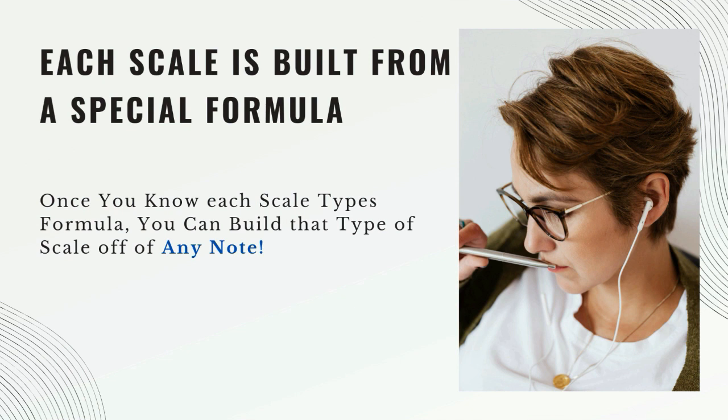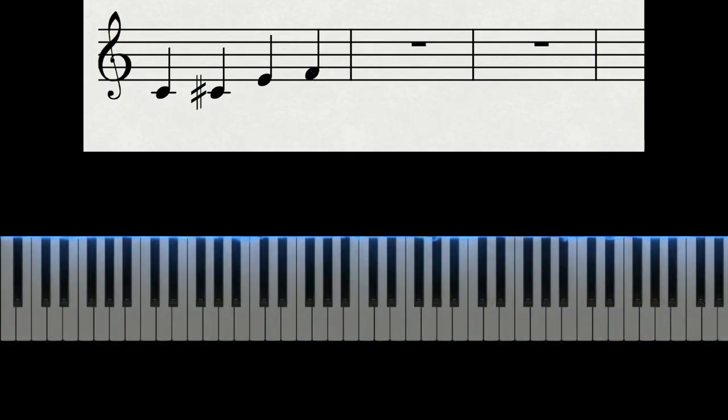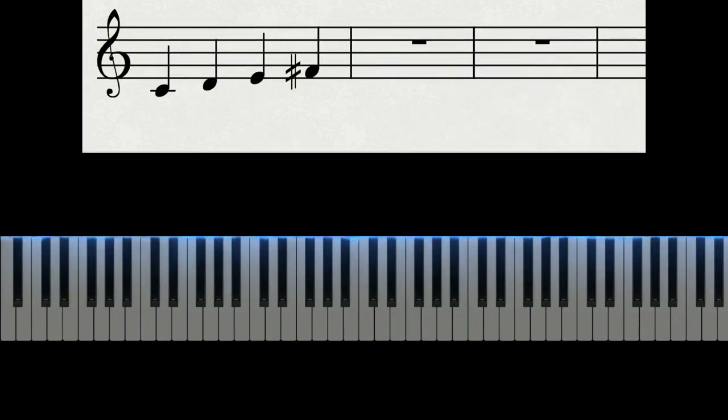Let me show you. To review, a half step is the distance between one note on a keyboard and the adjacent note. Here, the distance between C and C sharp is a half step. Also, the distance between E and F is a half step. A whole step is 2 half steps. So C to D is a whole step. And also E to F sharp is a whole step.